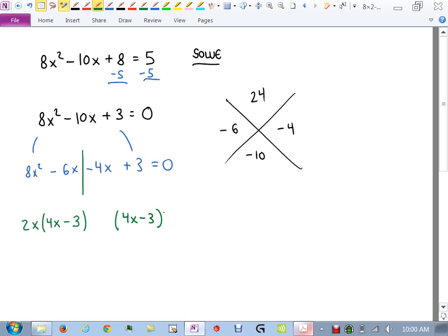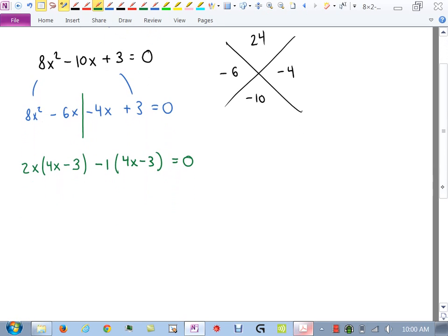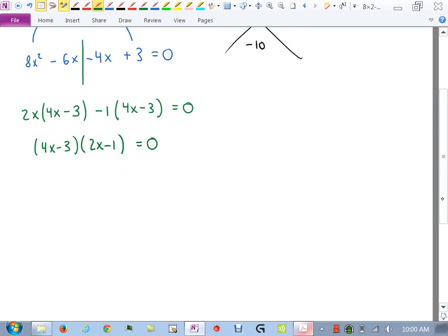4x, I need to turn it into negative 4x. Negative 1 out in front. Good. Equals 0. So we get, they match now, right? 4x minus 3 in parentheses, other parentheses, 2x minus 1 equals 0. Now can I apply the zero factor property? Yes. So I split this up into 2. 4x minus 3 equals 0. Other one, 2x minus 1 equals 0.